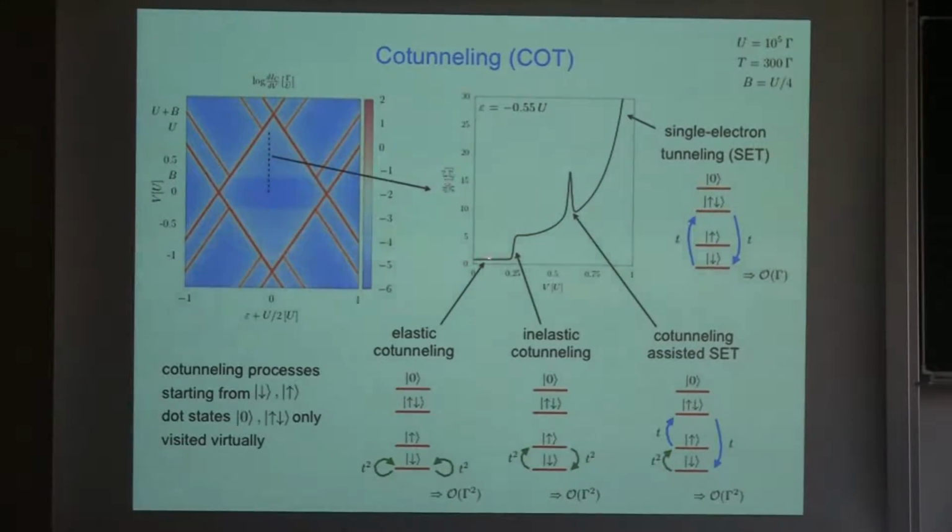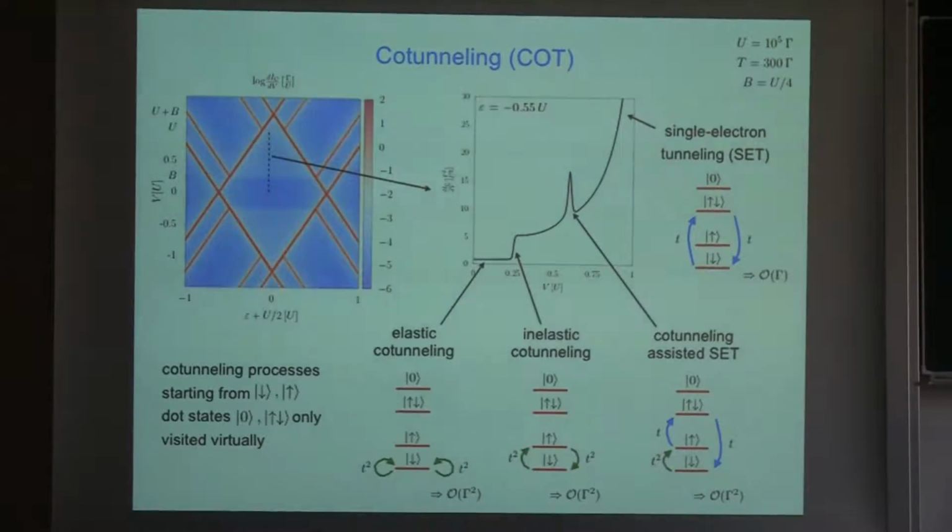First of all, there is a finite value of the differential conductance, which is due to elastic cotunneling processes, of order gamma squared, so fourth order in the hopping processes, where you only have virtual occupation of the doubly occupied or the unoccupied states. So they give rise to a conductance which is of course much smaller than the order gamma processes in the single electron processes.